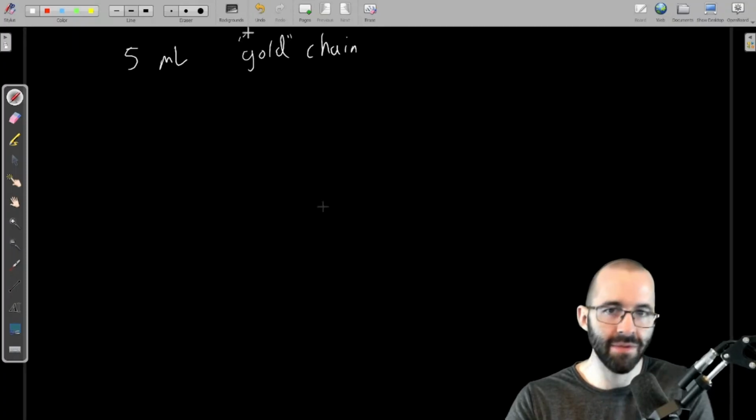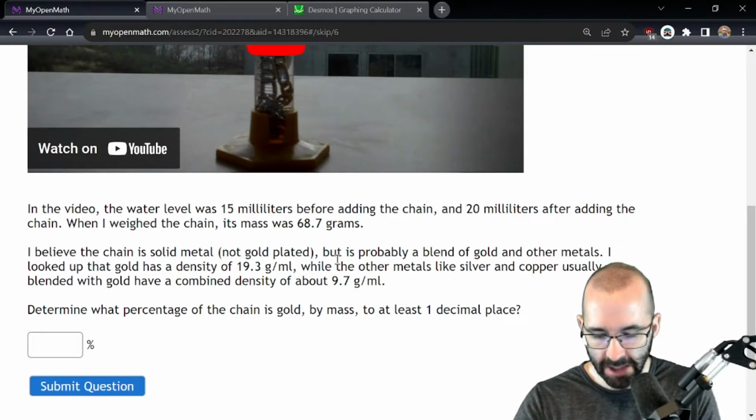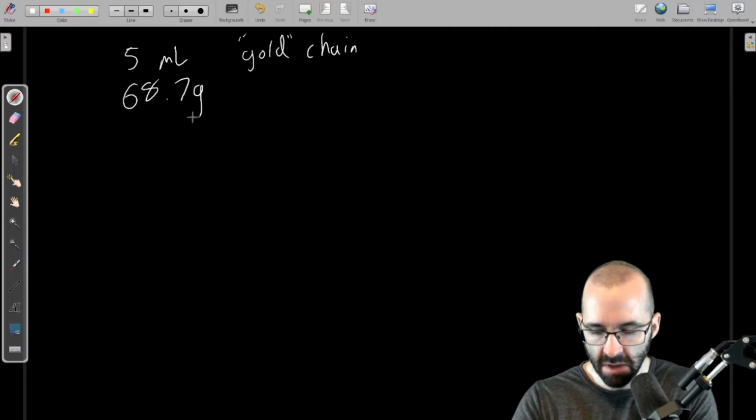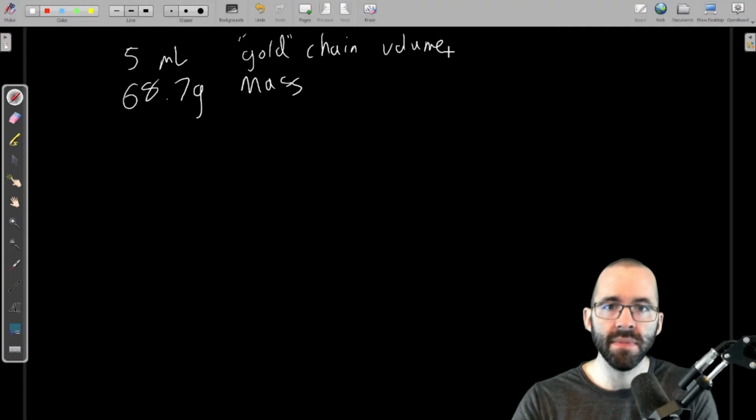Okay. And then weighing the chain, the mass is 68.7 grams. So we could say this is like the volume.